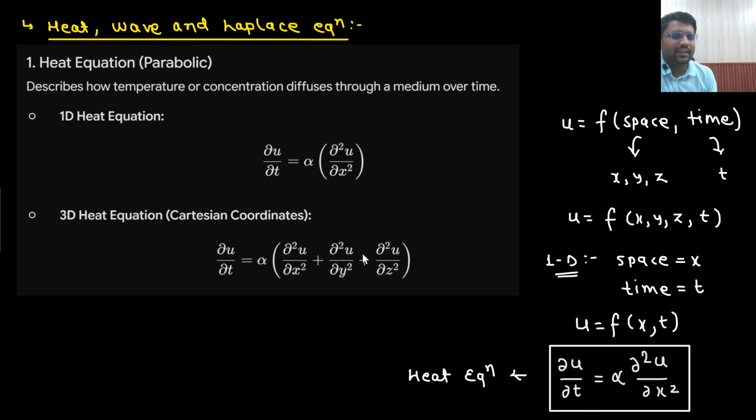Understandable? And in three dimensions, what will happen? You will partially differentiate with respect to x, with respect to y, with respect to z 2 times. Then this is known as the 3-dimension heat equation. Now what is your wave equation?